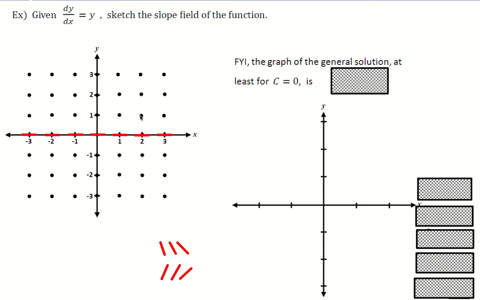And all the y coordinates here are +1. So this is roughly a little line segment of +1, up 1 over 1. And all of these points have a y value of 2, and so all these little line segments have a slope of 2, or 2 over 1, up 2 over 1.